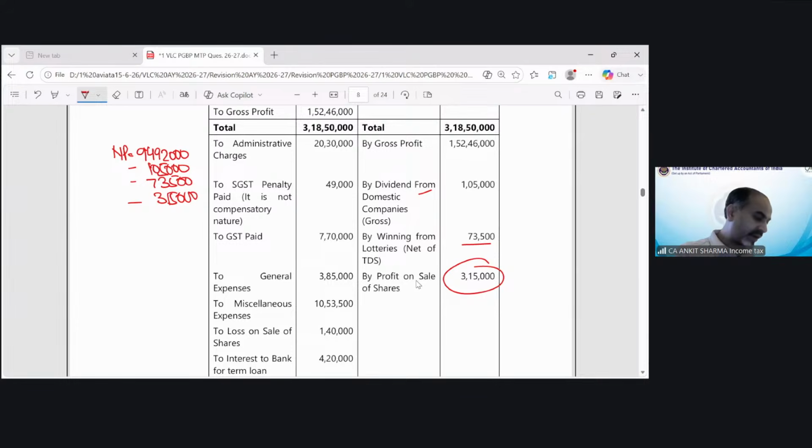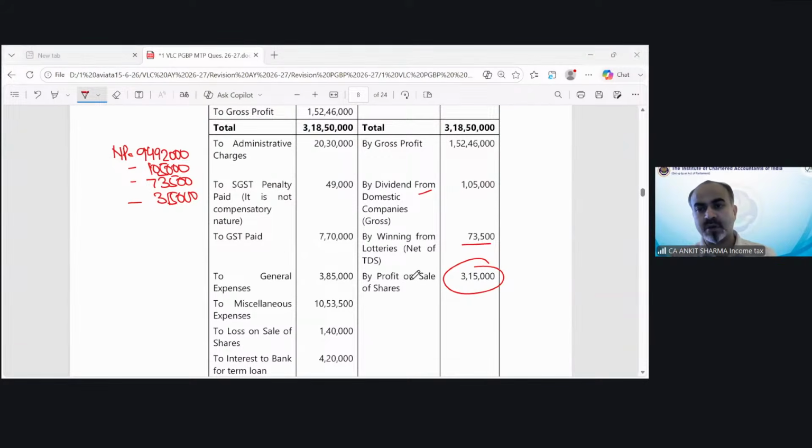Mr. Sahil. This question has one correction. I will let you know when that point will come. So profit on sale of share, that is 3,15,000. Any other information? Not in credit side. Yes, winning is net of TDS. TDS in section 194B is applicable. But that will work for income from other source and for calculation of your tax liability. We are just considering those points related to our business income. Okay.